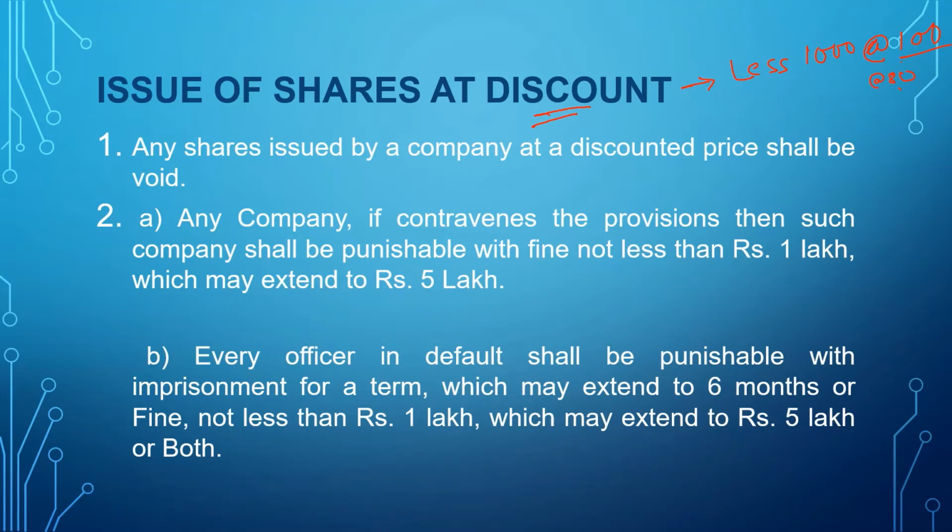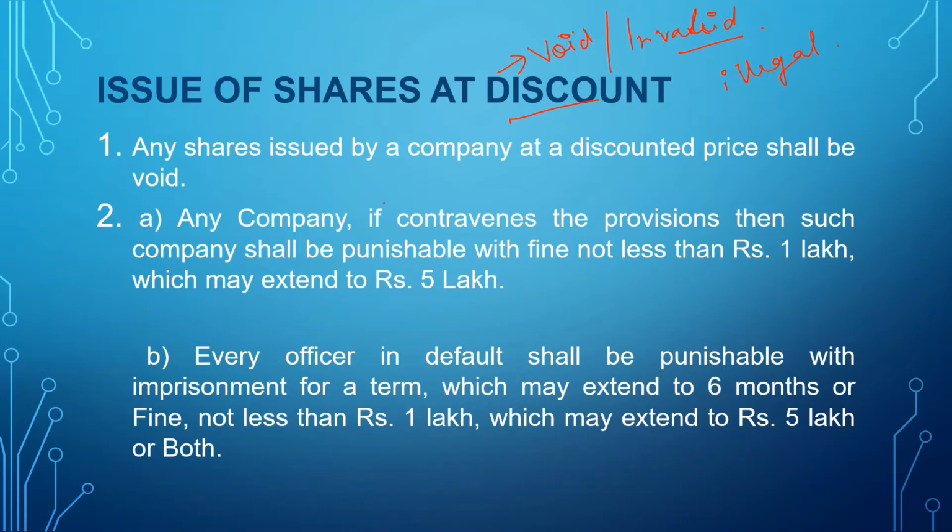As per company law, or as per the Companies Act, if a company is issuing shares at discount, this is actually void. It's not valid, it is invalid. That means it is illegal in nature. So a company cannot issue shares at a discounted price. This is the first point you have to remember under this topic, issue of shares at discount.